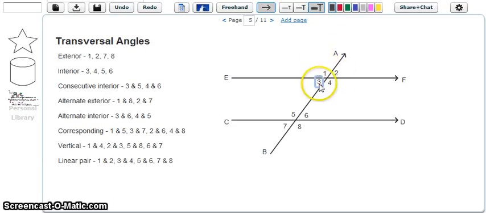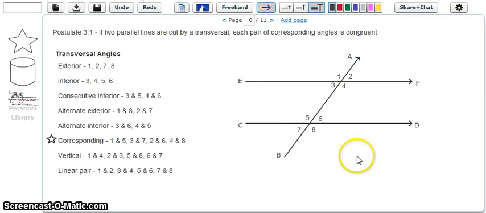Example would be 1 and 2, because they equal 180 degrees. Same with 3 and 4. And we have 5 and 6, and 7 and 8 are also all linear pairs. You could even go 3 and 1 and 4 and 2 because they're still on the same line and they equal 180 degrees together.